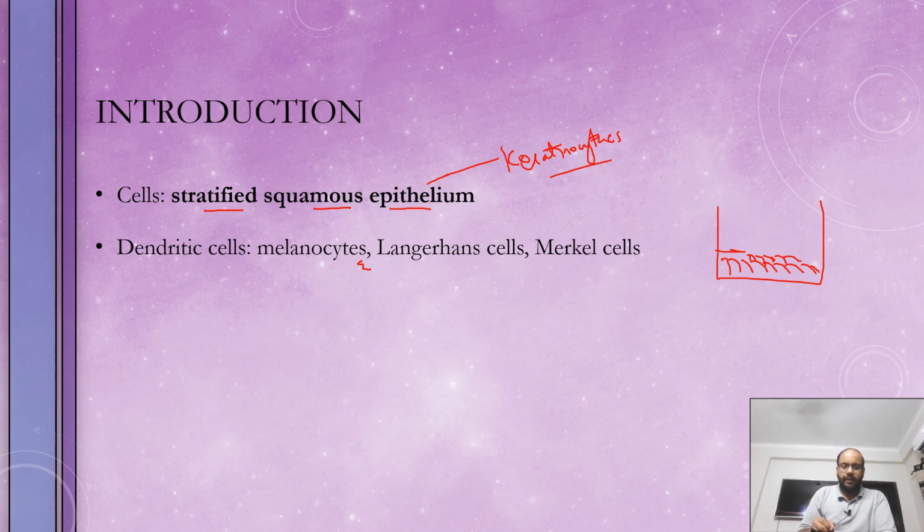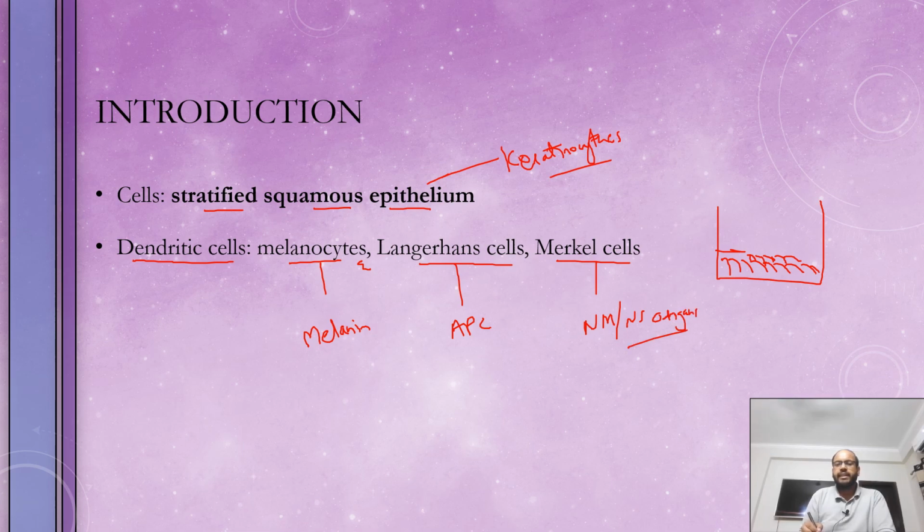Other cells in the epidermis are the dendritic cells: the melanocytes, Langerhans cells, and Merkel cells. Melanocytes are responsible for the melanin in the skin. Langerhans cells are antigen-presenting cells, and Merkel cells are neuromodulatory or neurosensory organs. So we will discuss in detail only the keratinocytes and their appearance, maybe a bit about melanocytes, but the appearance of Langerhans cells and Merkel cells is not part of this video lecture. We'll just focus our discussion on keratinocytes. Let's move forward.